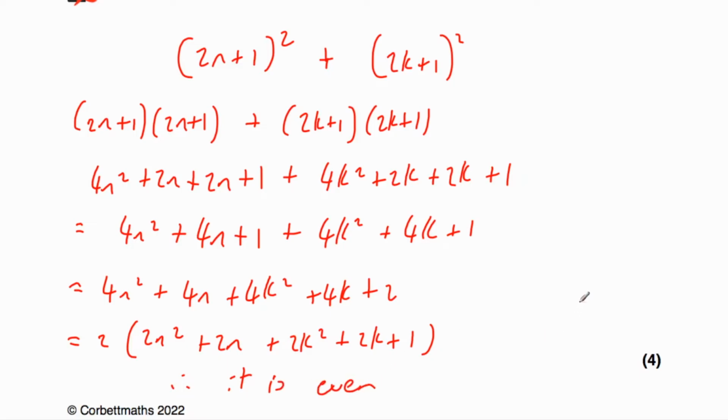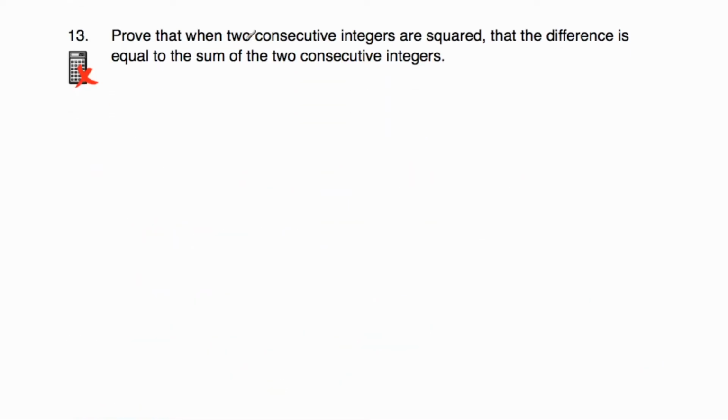Okay, let's have a look at our next question. So question number 13 says, prove that when 2 consecutive integers are squared, the difference is equal to the sum of the two consecutive integers. So in other words, we want to show that whenever two consecutive integers, so that's going to be numbers such as n and n plus 1, we haven't been told if they're odd or even, so we can just choose n and n plus 1. So we want to prove that whenever we square them, the difference is equal to the sum of the two numbers.